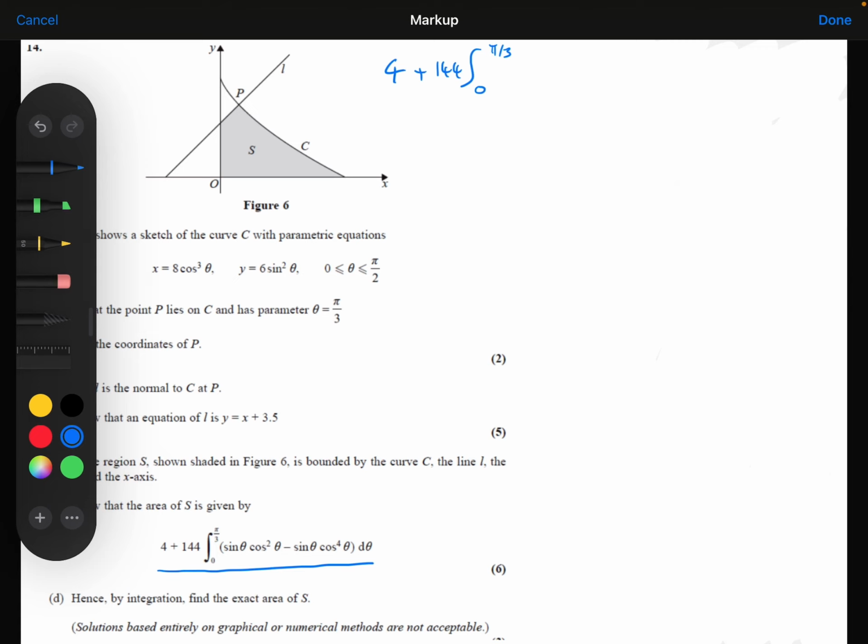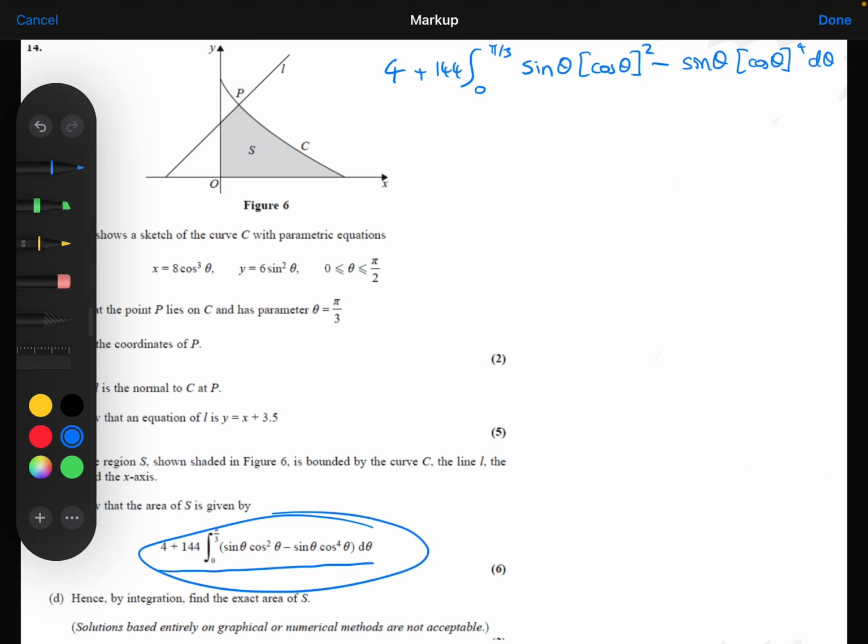And I'm actually going to write this in a slightly different way. I've got the sine theta times cos theta squared minus sine theta times cos theta to the power 4. And the reason I'm going to write it like that is because I'm going to use the spotting a derivative trick here. That's why they've told us to write it like this in part C. This is easy to integrate if you can spot this derivative.